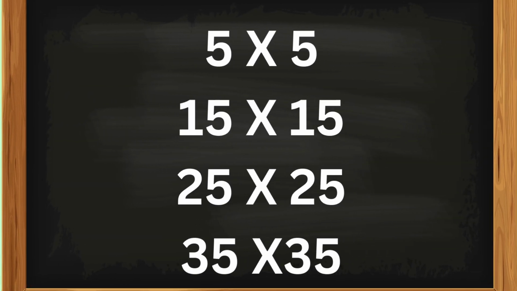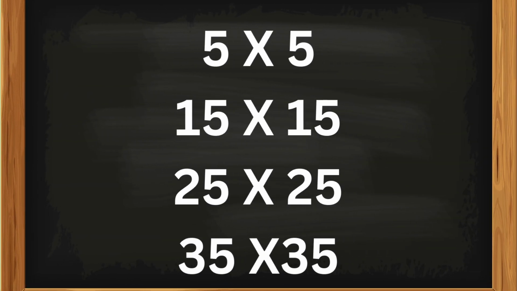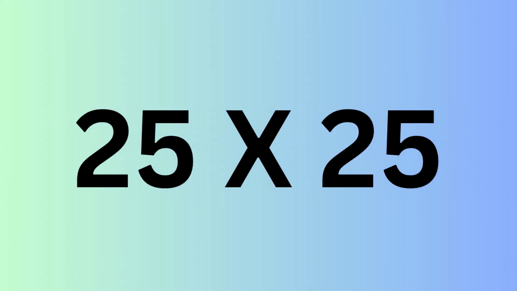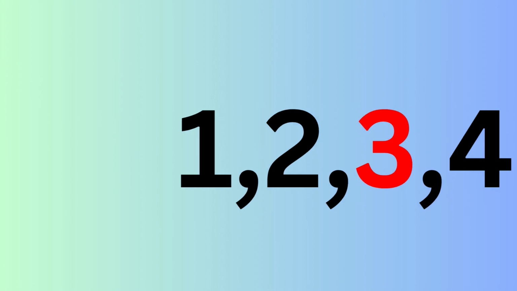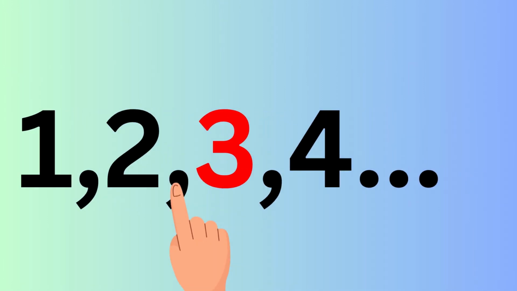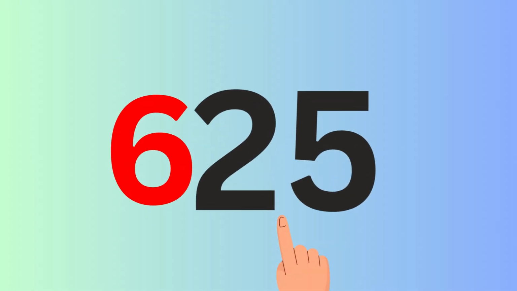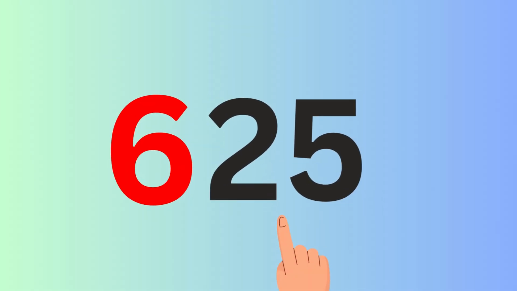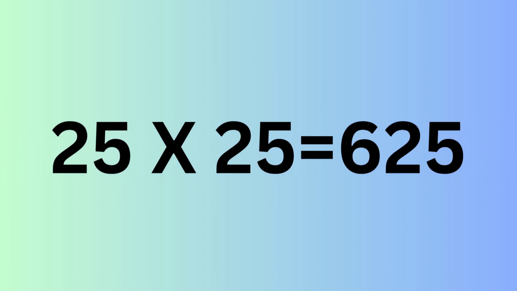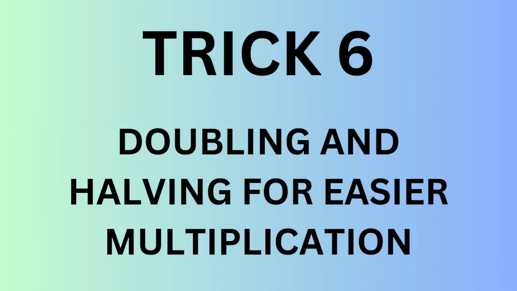Trick 5. Squares of numbers ending in 5. Here's a cool trick for numbers ending in 5. Let's try 25 by 25. Take the first number, 2, and multiply it by the next number, 3. 2 times 3 is equal to 6. Then add 25 to the end, 625. So, 25 times 25 is equal to 625. Isn't that magical?